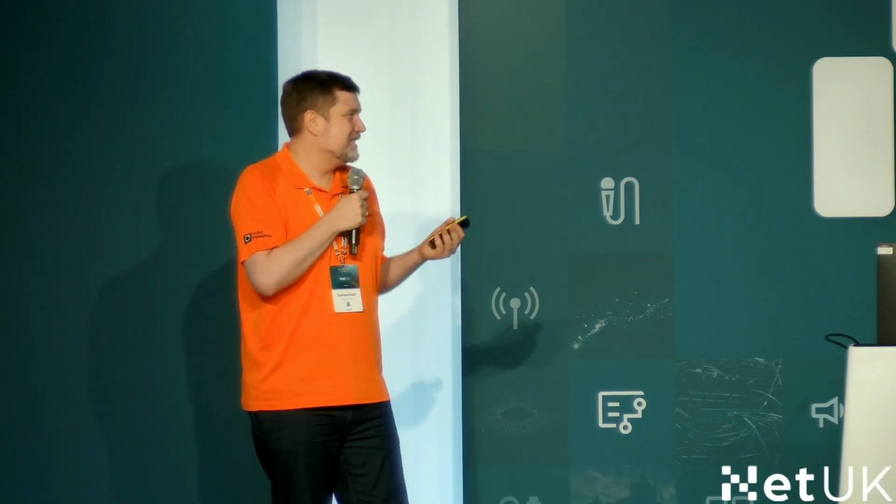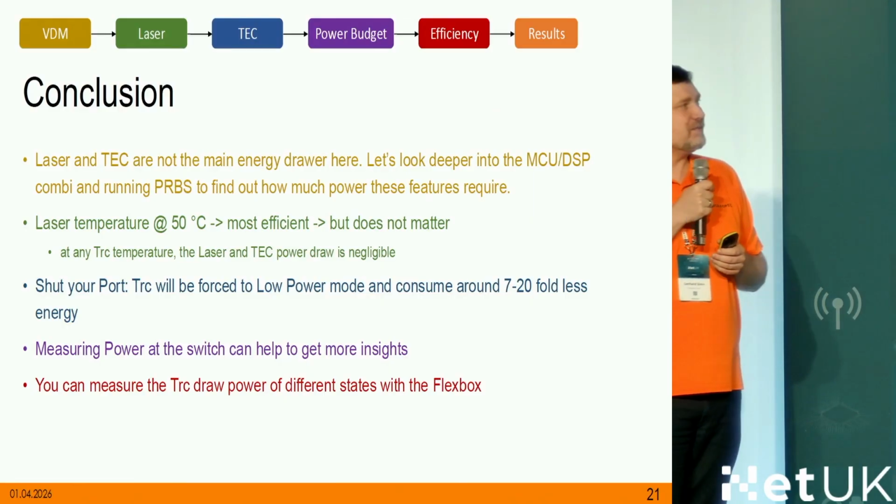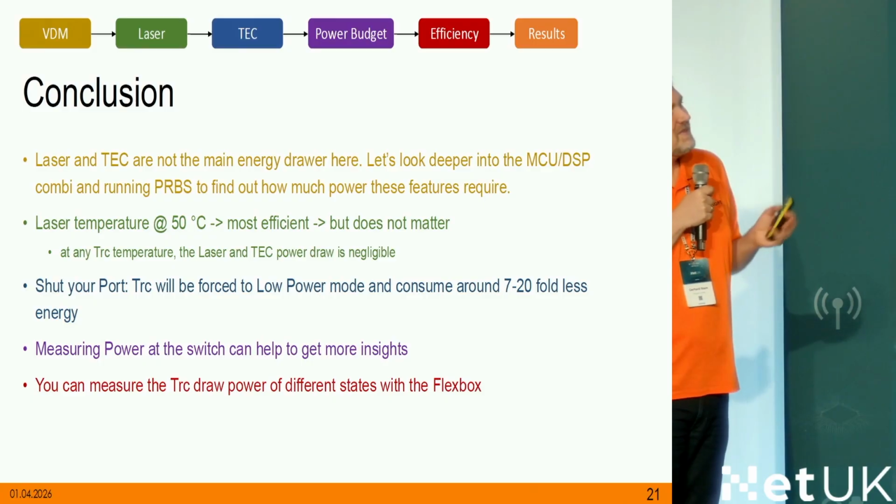Laser temperatures are usually at 50 degrees. Depends a little bit on which kind of laser it is, but you can assume 50 degrees. And please, if it is possible, and if you have control over your switch, I know that is hard, but try to put your transceiver into low power mode. That is a well-known pin, and if your manufacturer, if your supplier can do this, you can save up to 7 to 20, on coherent we are talking about 20-fold less energy. You can measure a switch directly, obviously, or any network gear. If you have the opportunity, you should do that. And yeah, with the Flexbox also possible, but somewhat limited.